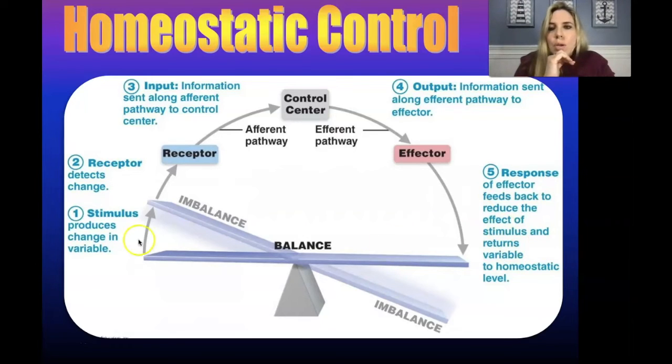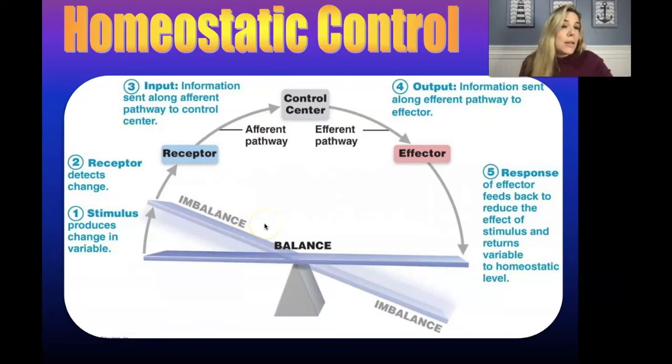So stimulus, there's a change. That change is detected by the receptor. Receptor says, I need to send this up to the boss for interpretation. So that would be the control center, such as the brain or an endocrine gland. That control center interprets the message, decides that something needs to be done, and sends information through the efferent pathway to the effector. The effector sends the response to return things back to normal. So that's the general big picture of how homeostatic control works.